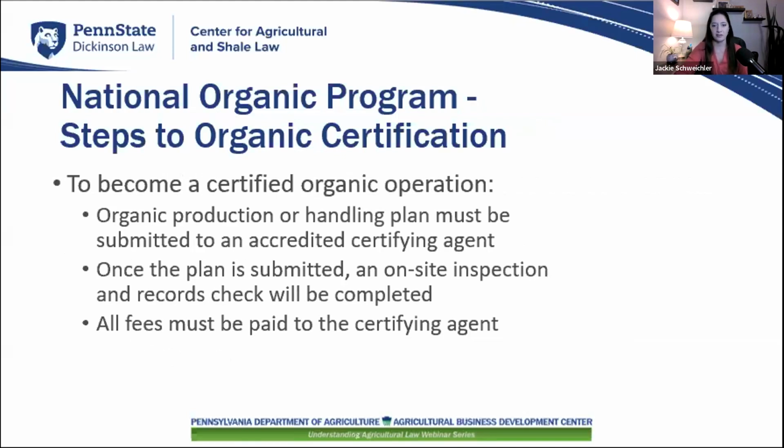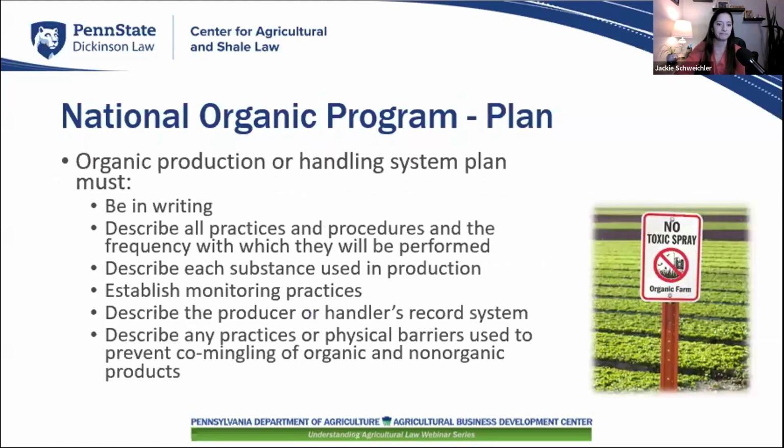So what do you do if you want to get your operation certified as organic? First, you need to submit an organic production or handling plan to an accredited certifying agent. The agent will then complete an on-site inspection and check your records. There are fees involved, so be mindful of additional expenses if you're thinking about transitioning to organic farming. When you or a business operation submit your organic production and handling plan, the plan has to meet a few requirements. It has to be in writing, describe all the practices, have monitoring practices, and describe the producer or handler record system. There's a whole host of things. This is just a quick snapshot of that.